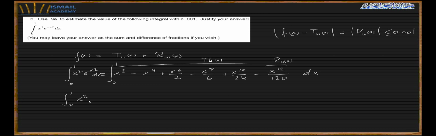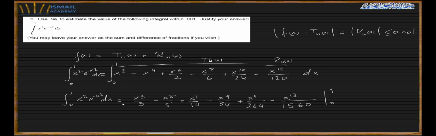So now this is going to be x cubed over 3 minus x^5 over 5 plus x^7 over 14 minus x^9 over 54 plus x^11 over 264 minus x^13 over 1560, evaluated from 0 to 1. When I plug in 1, I will end up having 1 over 3 minus 1 over 5 plus 1 over 14 minus 1 over 54 plus 1 over 264 minus 1 over 1560. Now suppose I want to choose this as my remainder.